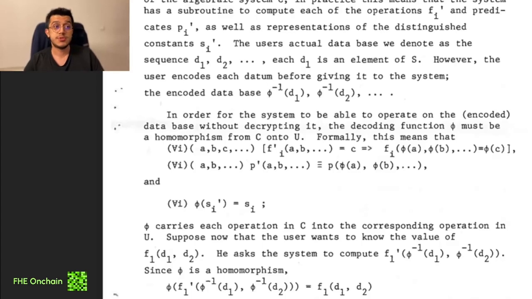In order for the system to be able to operate on the encoded database without decrypting it, the decoding function phi must be a homomorphism. This is really important. If you're familiar with homomorphisms and other relevant algebraic structures, this should be very intuitive for you. But in simpler terms, it's basically defined between two different systems, in our case, the user and computer systems.